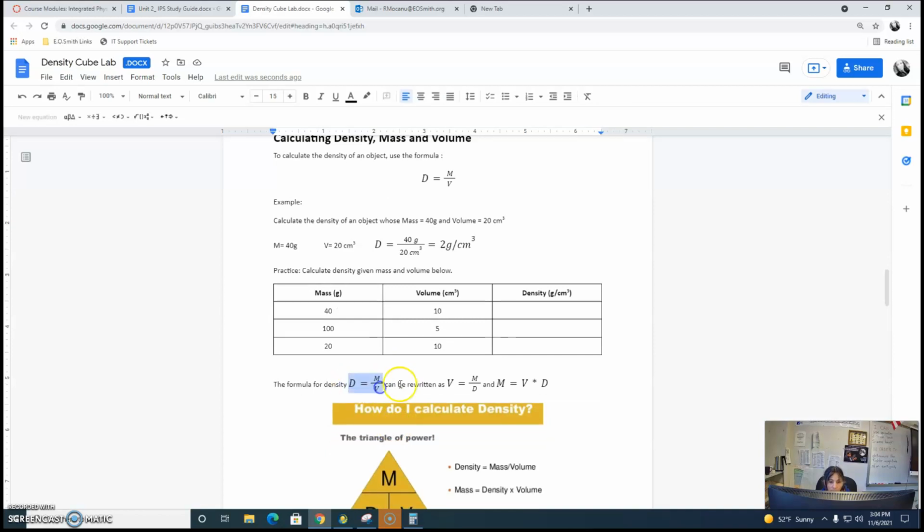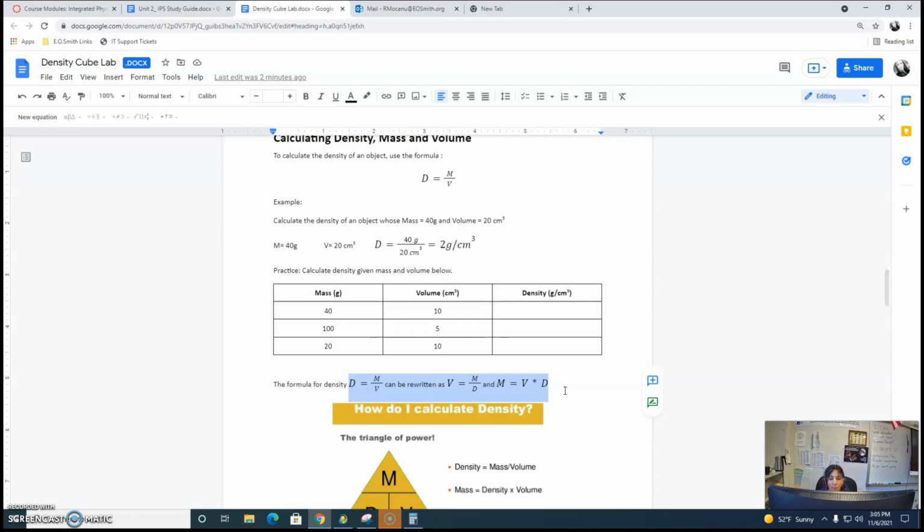So we can take this formula and rewrite it as, if we know the density and the mass, we can find the volume from this formula by just simply dividing mass by density. And if we know the volume and the density, we can rearrange the formula to find that mass equals volume times density. Okay? All of these three formulas here are in fact one formula but rearranged.